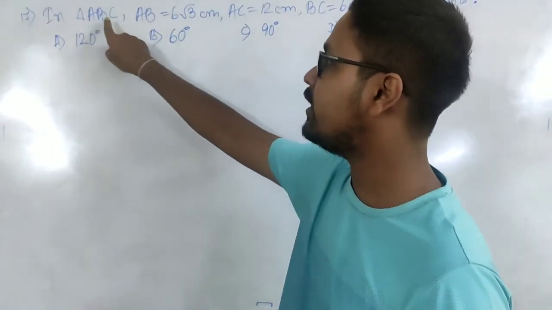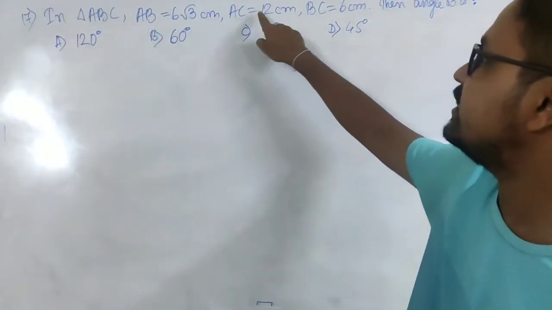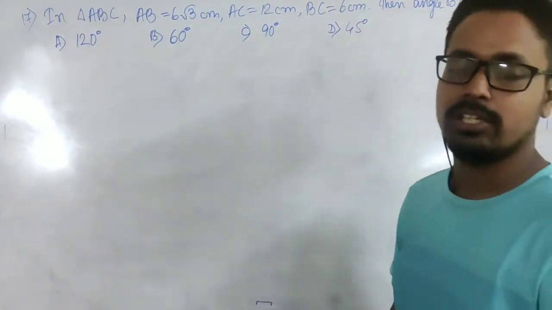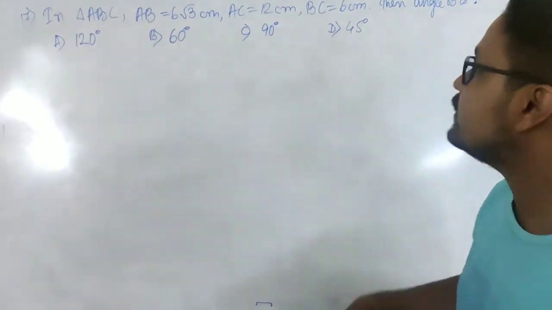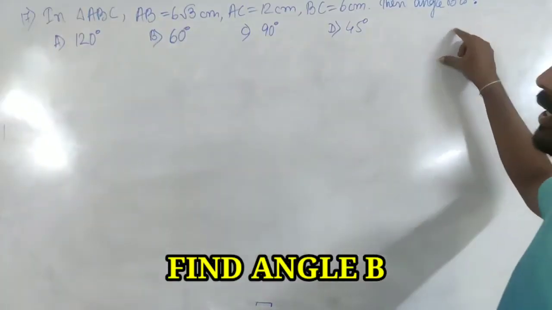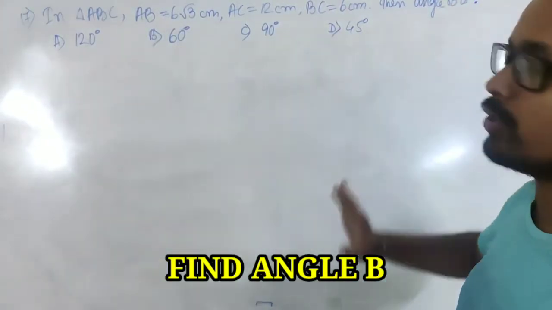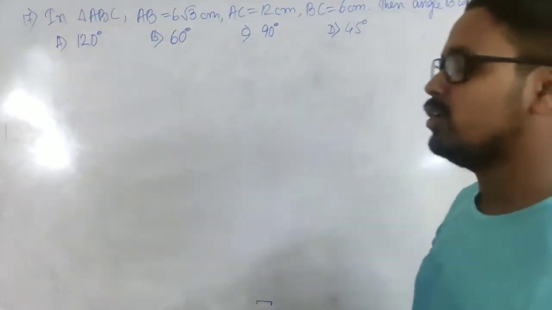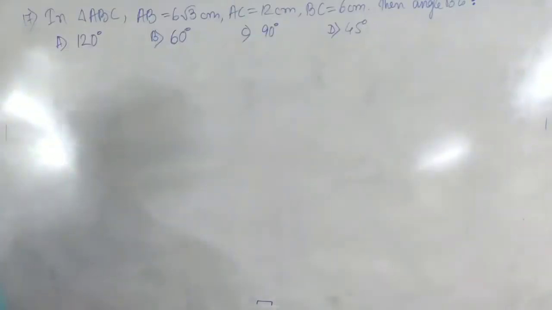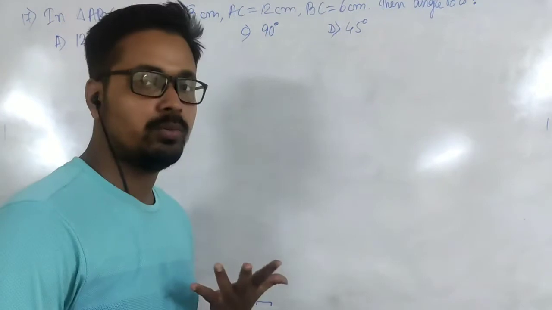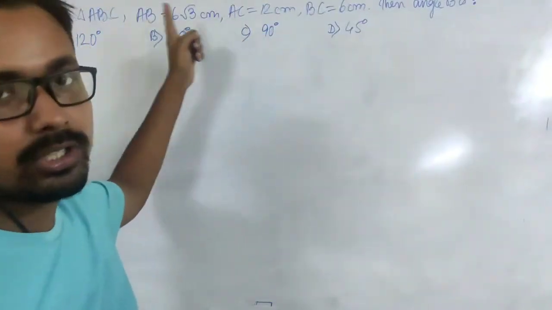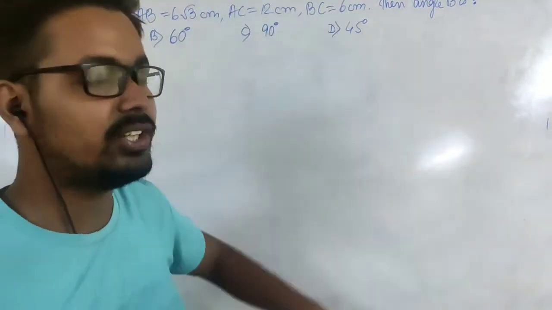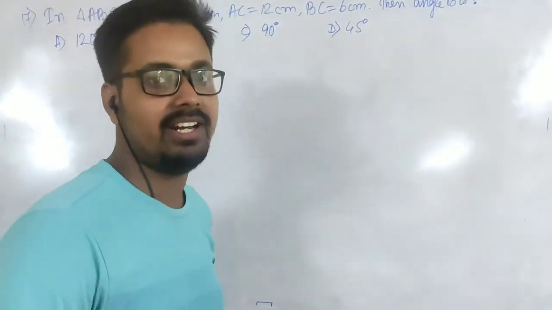It is given in triangle ABC that AB's value is given, AC's value is given, and BC's value is given. The 3 sides of the triangle are given. We have to say what is the value of angle B, whether it is 120, 60, 90 or 45. Let's pick the correct option. As we have been applying Pythagoras theorem in almost all the sums, we are going to check whether this follows the Pythagoras theorem. If it follows the Pythagoras theorem, then we can find the value of angle B very easily.